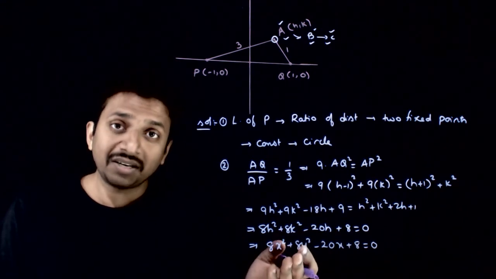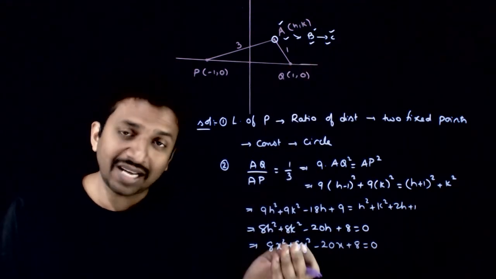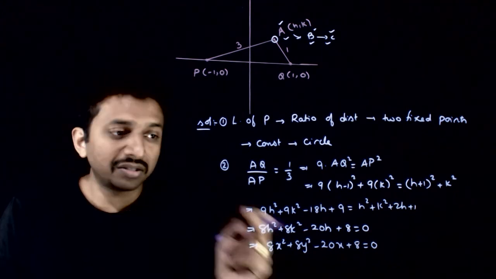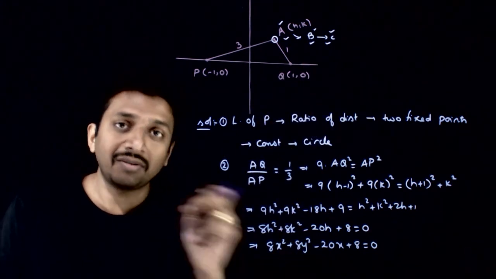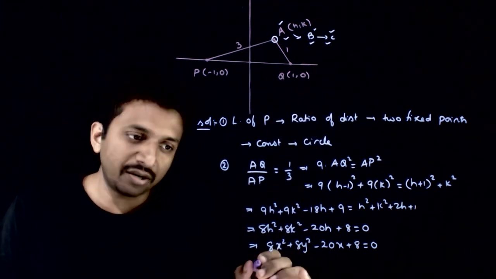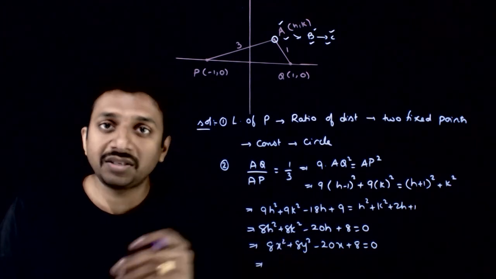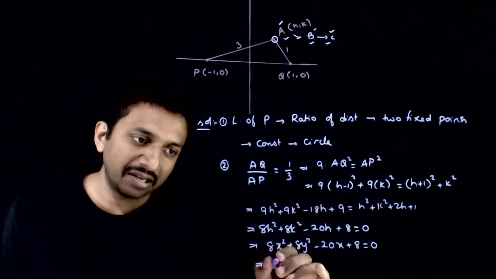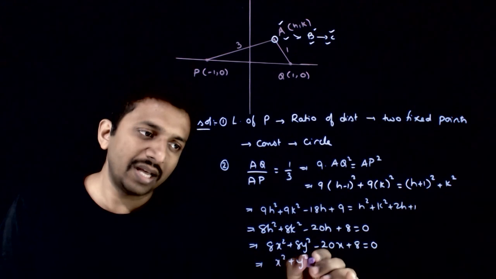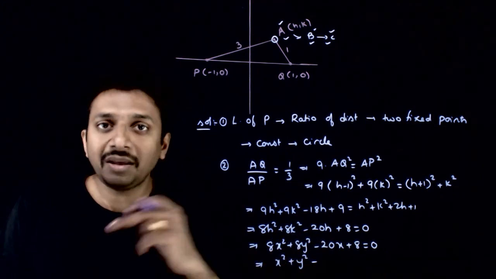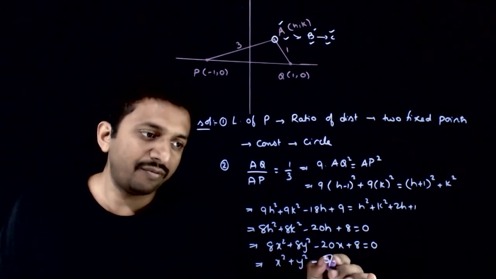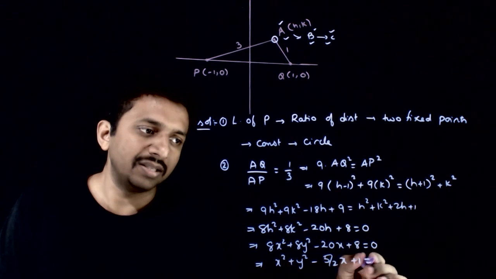So the circumcenter of triangle ABC is nothing but the center of this circle because all three points lie on this circle. So what is the center of this? To get the center, let me first convert this into standard form. I'll divide uniformly by 8. So x square plus y square minus 20 by 8, which is 5 by 2, x plus 1 is equal to 0.